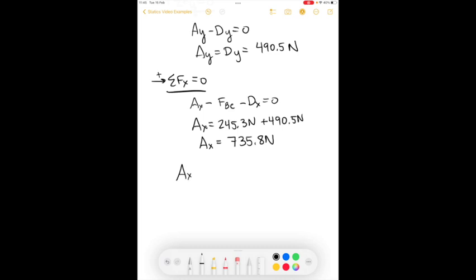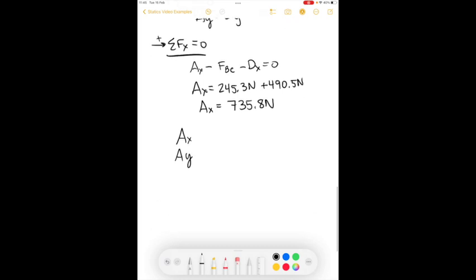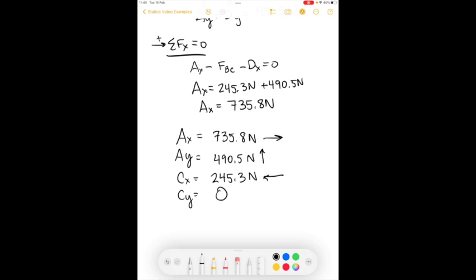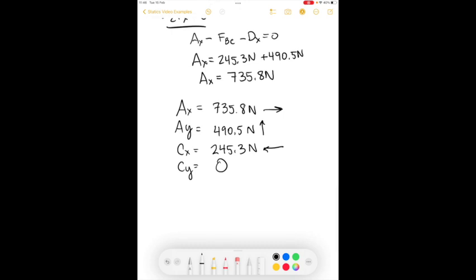And so now we have what we needed. We wanted to know the reactions at pin A, we wanted to know the reaction at pin C, and we have that information. We know that the Y component for C is 0 because member BC was a two-force member, and because of the direction of member BC, we knew that the force was directed along the x-axis. There we go.